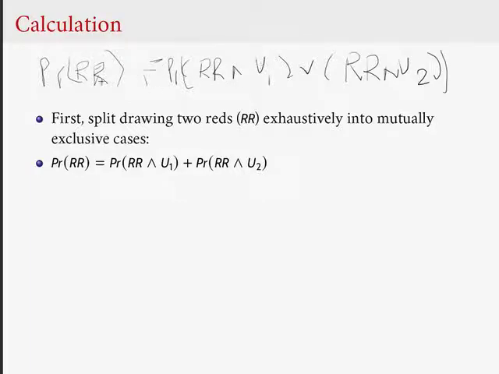And then, since we know that the probability of RR is the same as the probability of RR and U1 or RR and U2, we then furthermore apply the rule which says that the probability of this disjunction is equal to the sum of its disjuncts. So that is how we arrive at this equation here. Now, all we have to do to finish this calculation is calculate both of these probabilities of these two disjuncts, of the two conjunctions, RR and U1, and then the probability of the conjunction RR and U2.